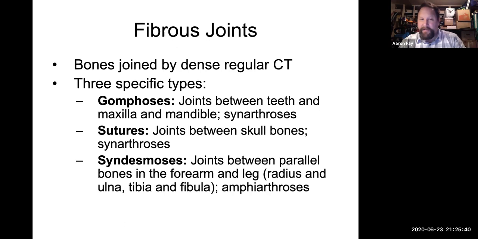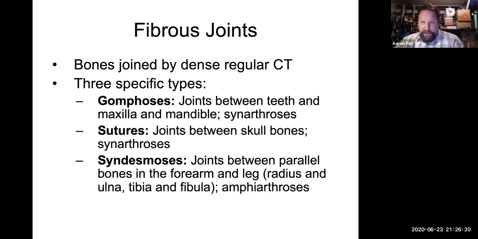Right? They're going to be held together by dense, regular connective tissue, held together by collagen fibers, all going in the same direction. That makes them very strong in that particular direction. So the three types we have are gomphoses. Gomphoses specifically refers to the fibrous articulation between a tooth and your jaw, your mandible, or your maxilla. So gomphoses is a fibrous articulation, that's the anatomic designation. Gomphoses are also synarthritic, meaning they don't move, the physiological designation.